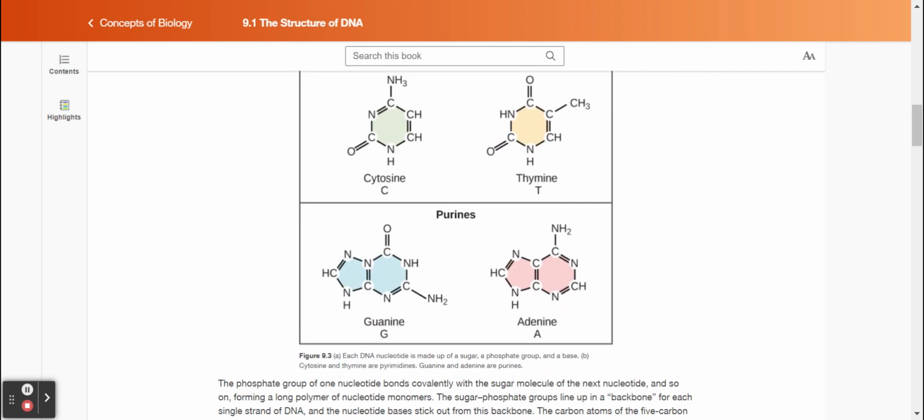Figure 9.3. Each DNA molecule is made up of a sugar, a phosphate group, and a base. Cytosine and thymine are pyrimidines. Guanine and adenine are purines.